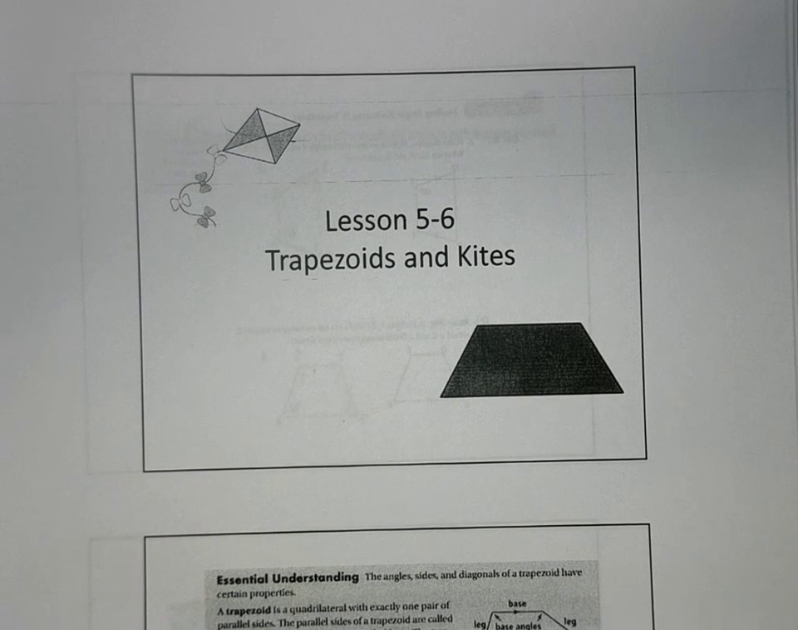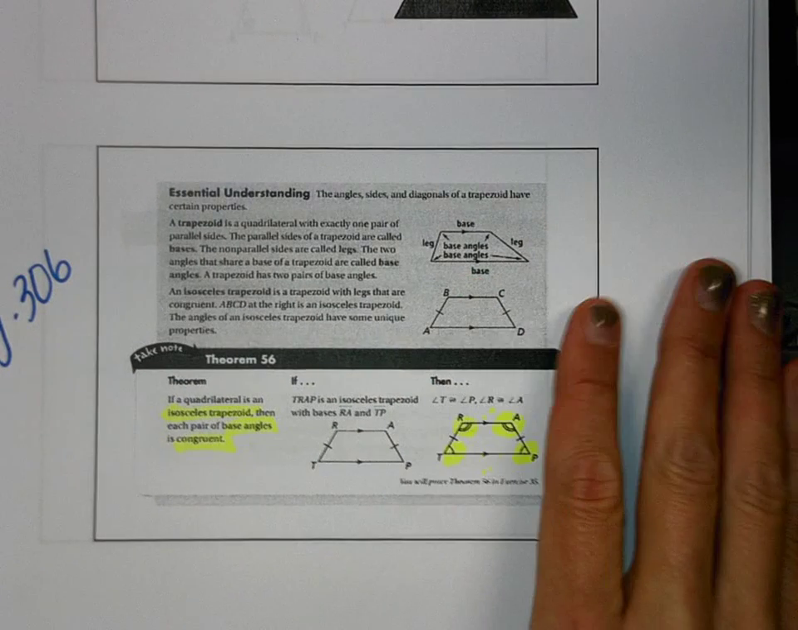Math 2, Unit 5, Lesson 6. Today we're talking about trapezoids and kites. You'll want to have out your yellow card and a highlighter and pens. So if you don't have that, go ahead and get that out and turn to page 306.